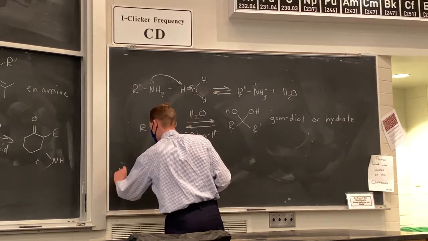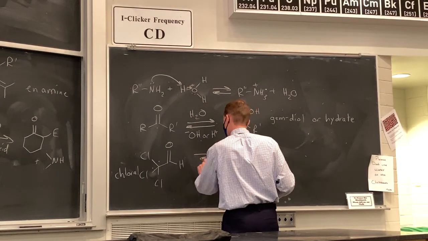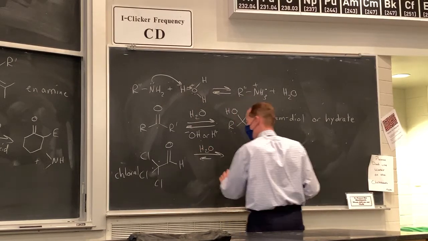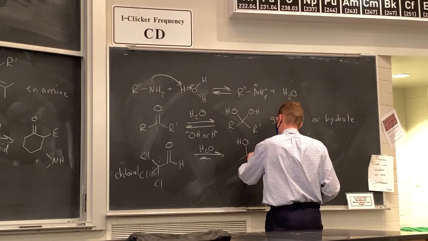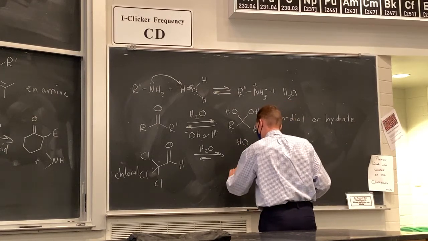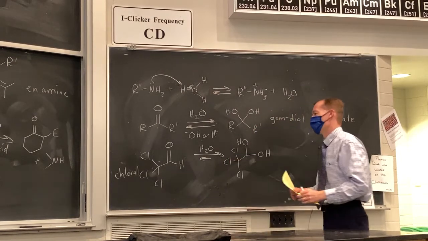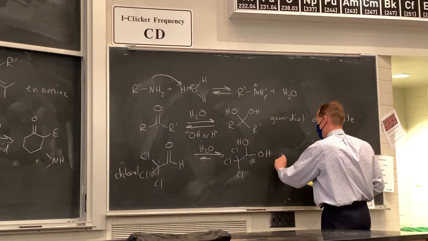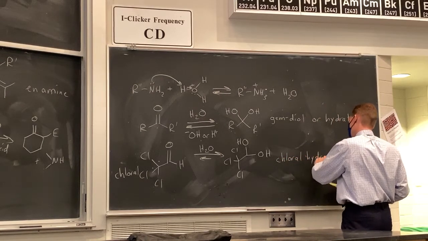This is called chloral, that strongly favors the hydrate. I don't have the numbers, but it's probably somewhere on the order of 99 to 1 or even greater. And this is known as chloral hydrate. Okay?